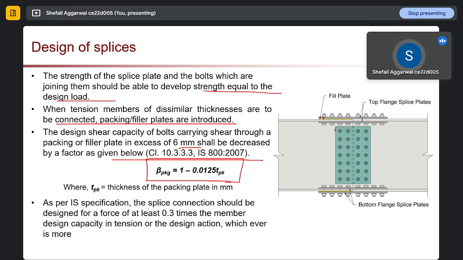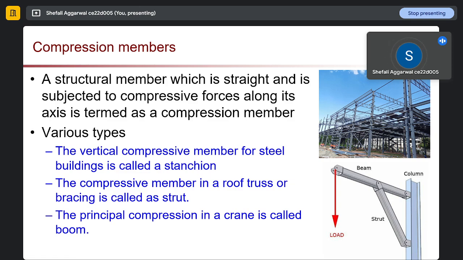As per the IS specification, the splice connection should be designed for a force of at least 0.3 times the member design capacity in tension, or the design action, whichever is more. Okay, so these are the different design requirements for splices. The last topic which you might have studied in this week is the introduction to the compression member.